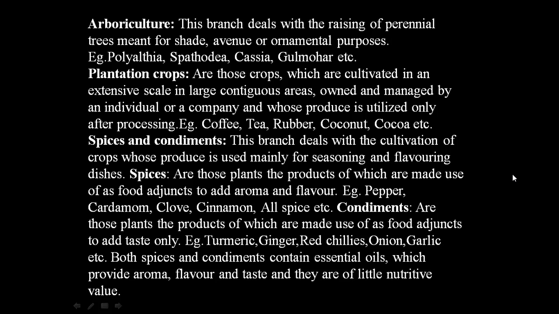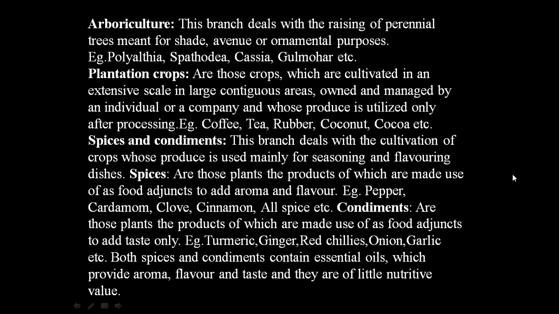Spices and condiments. This branch deals with the cultivation of crops whose produce is used mainly for seasoning and flavoring dishes. Spices are those plants the products of which are made use of as a food adjunct and to add aroma and flavor. Example, pepper, cardamom, etc.